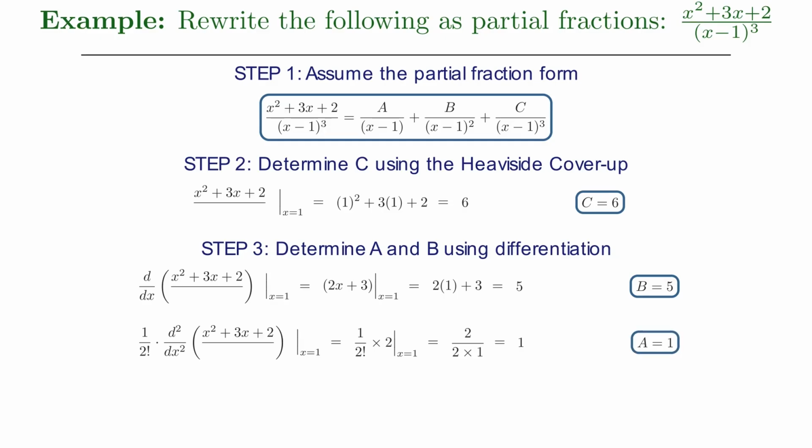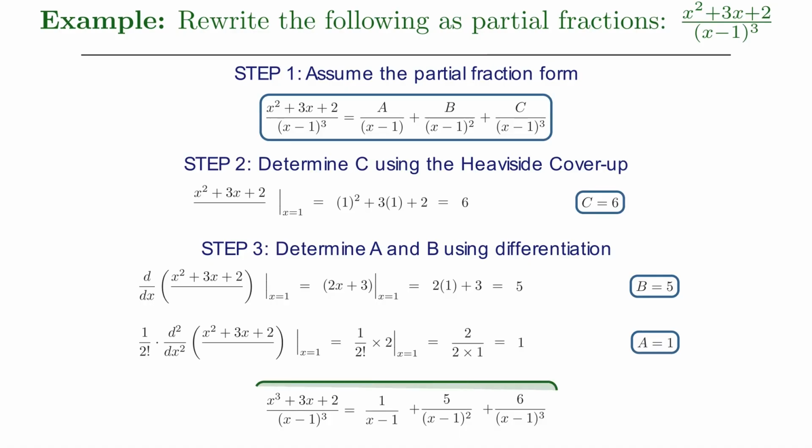Having found the values of A, B, and C, I substitute these back into my assumed partial fraction form. This gives me that x squared plus 3x plus 2 over x minus 1 cubed is equal to 1 over x minus 1 plus 5 over x minus 1 squared plus 6 over x minus 1 cubed.